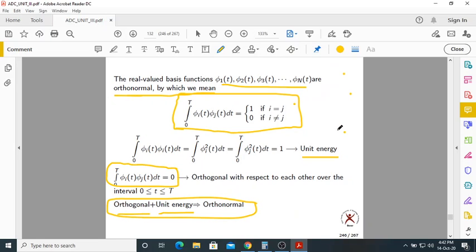Anyway, we stop here. So you try to understand this very carefully, right?